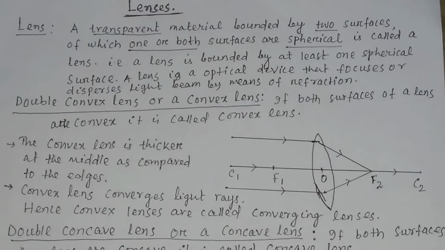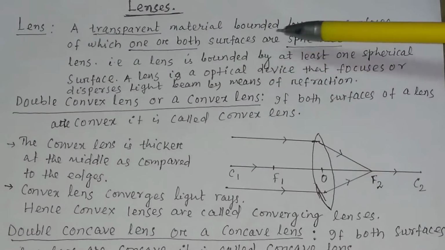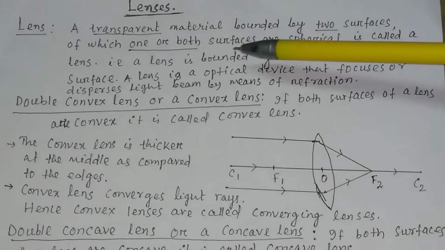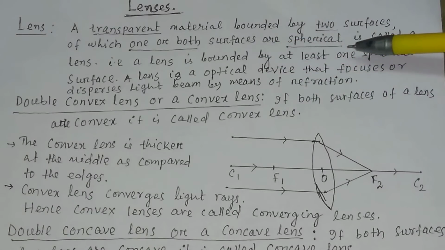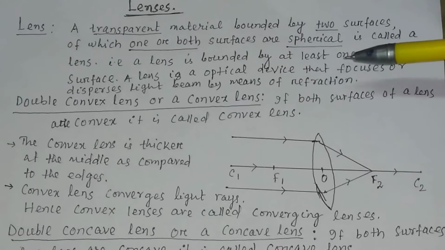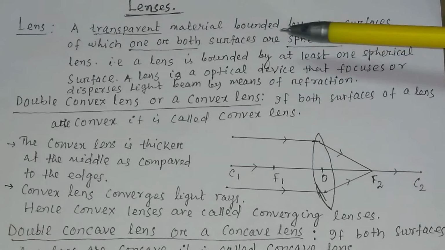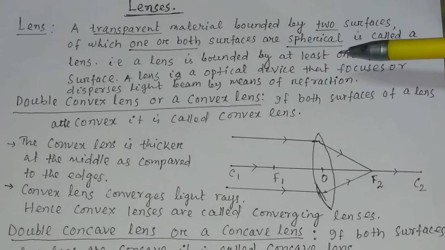Let us discuss today about lens. What is a lens? A lens is a transparent material bounded by two surfaces, of which one or both surfaces are spherical. That is, a lens is bounded by at least one spherical surface. The other surface may or may not be spherical, but one surface must be spherical.